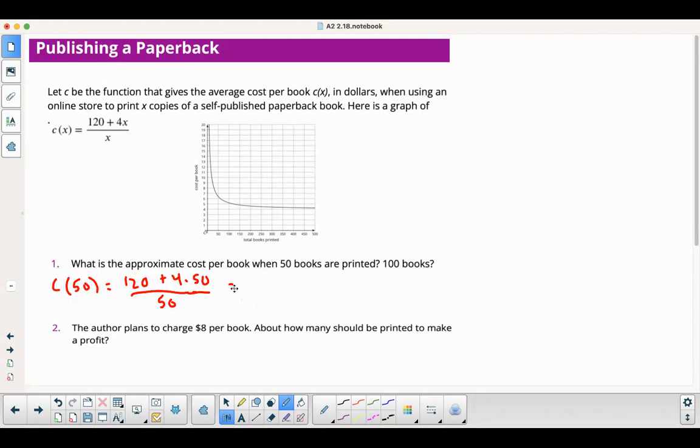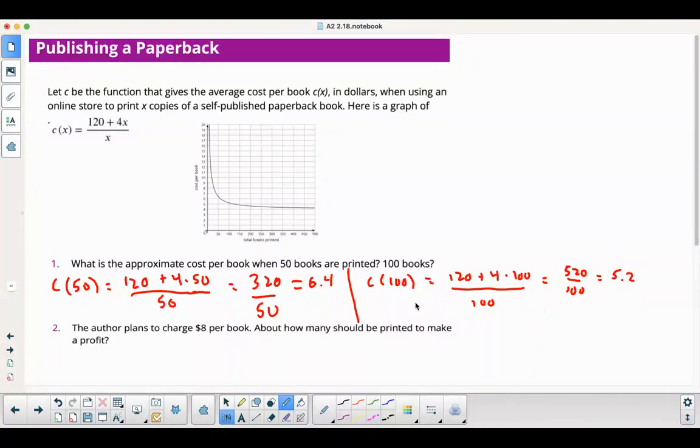So let's see here. This would equal 320 over 50. And my calculator, 320 over 50 is 6.4. All right, so there's C of 50. C of 100. Well, that would be 120 plus 4 times 100 over 100. 520 over 100. 5.2. Okay, so C of 100 is 5.2.